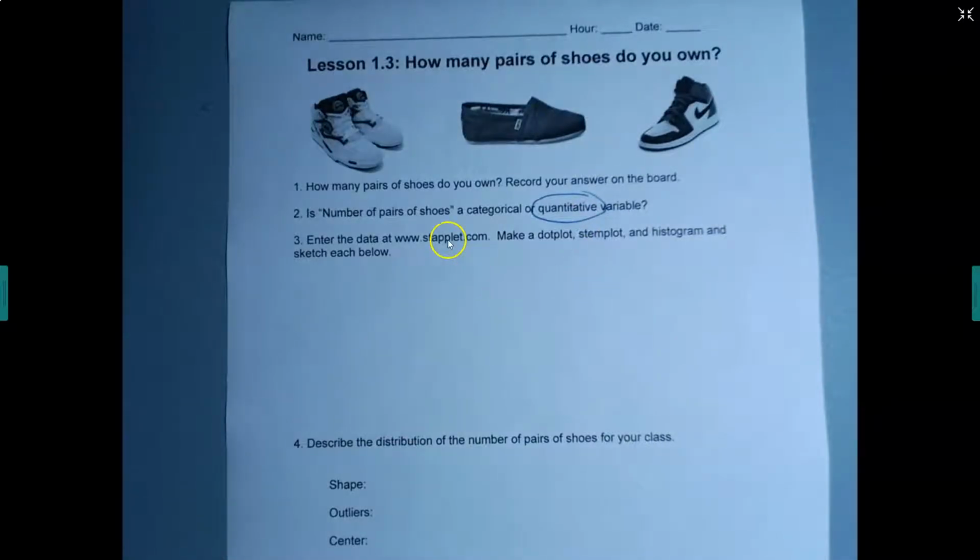I would like you to go to Stapplet.com and make a dot plot, a stem plot, and a histogram by entering the data. You are going to choose the one quantitative variable single group to enter your data. Include your variable name, which is how many pairs of shoes do you own. Your input is the raw data, and you can just put the numbers. You can either put a comma between them or not. Copy down the graphs when you have finished inputting your data.